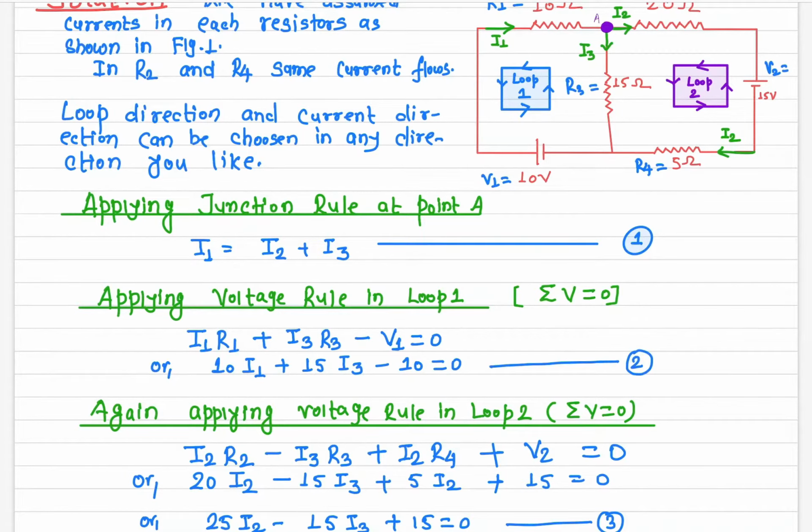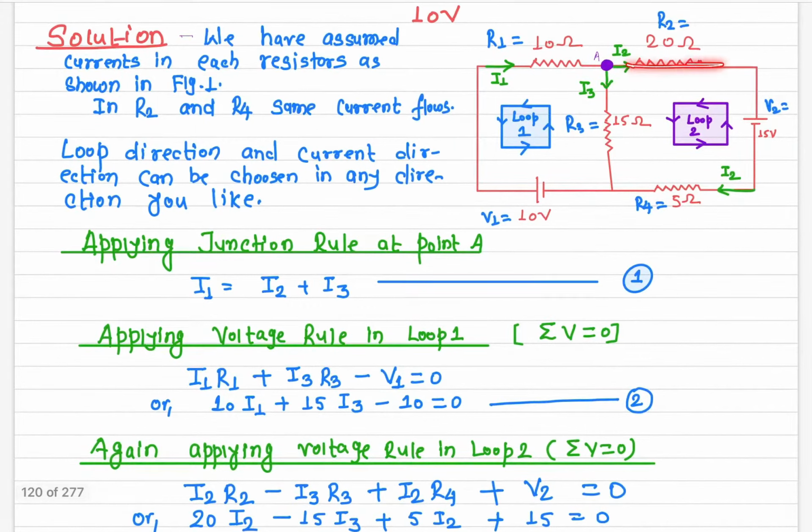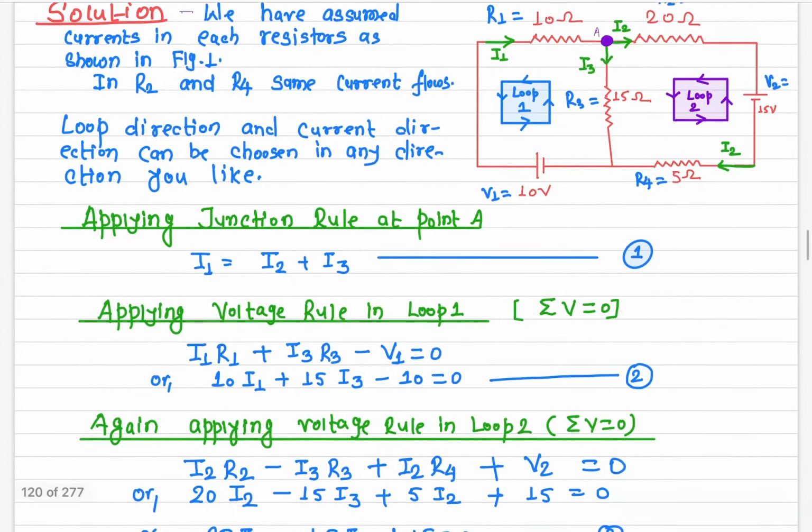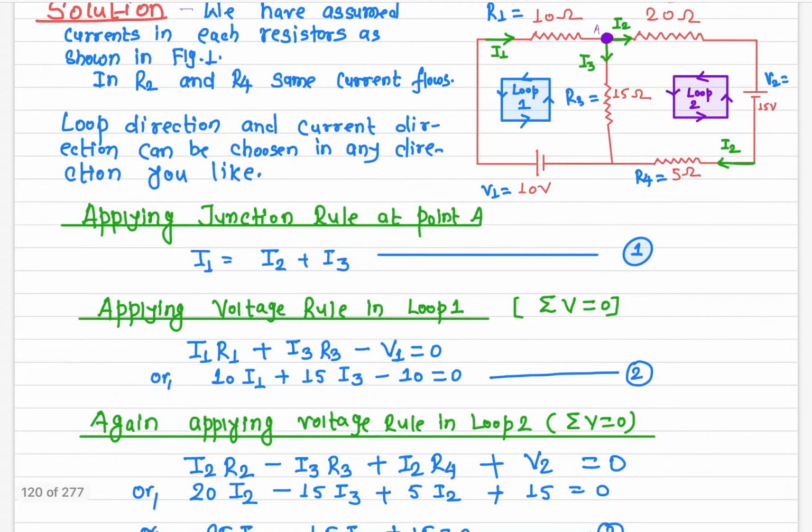So let's start with this point here. The current is in this direction and the loop is in this direction. Let's say this is the loop here. The current and the loop are in opposite directions. If they are in opposite directions, what does that mean? That means the voltage has to be positive.